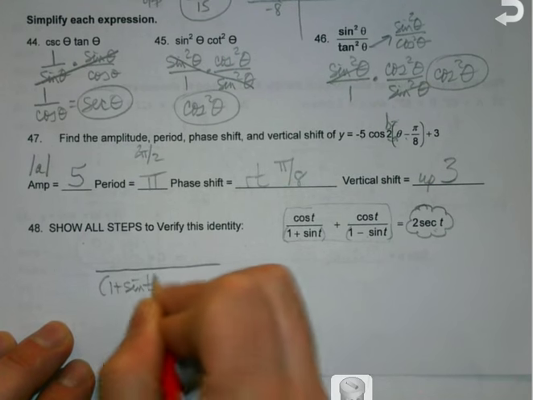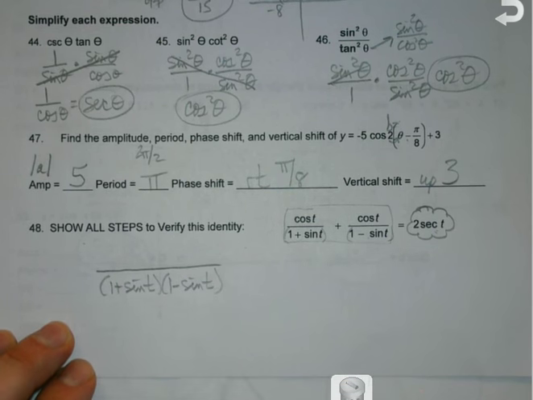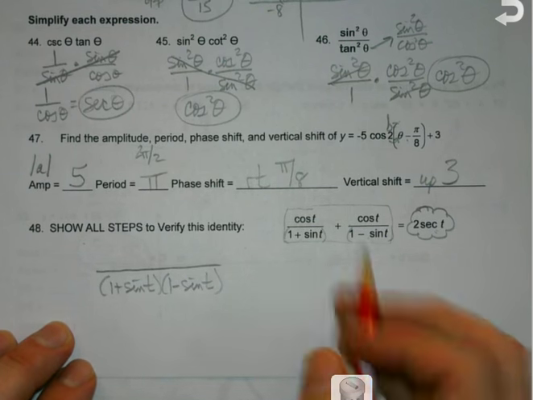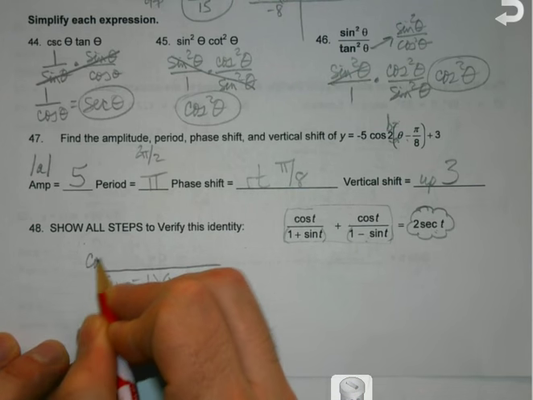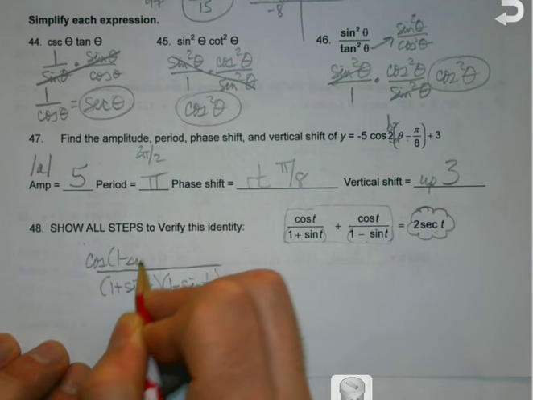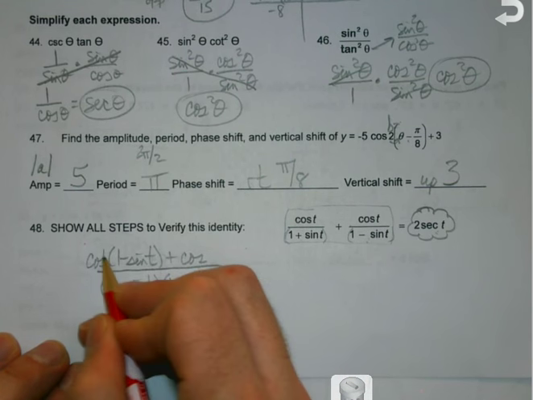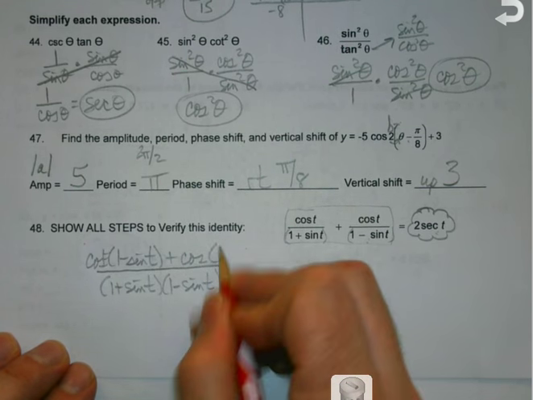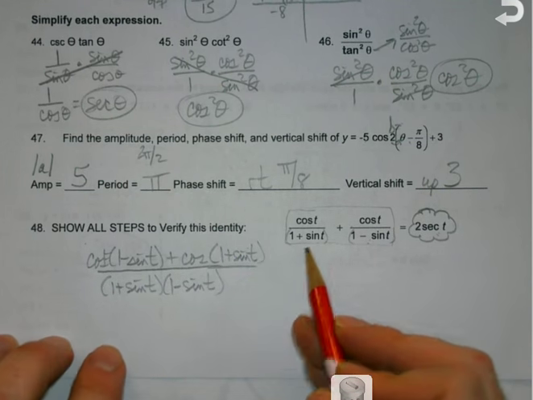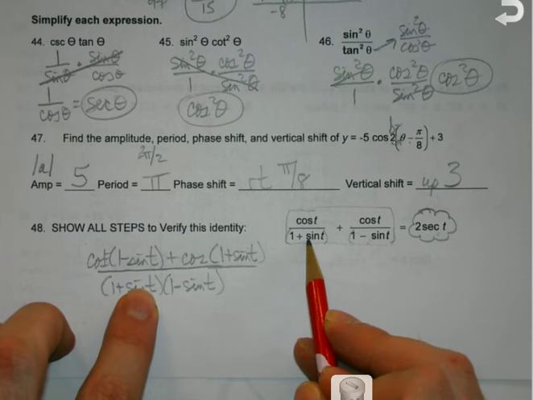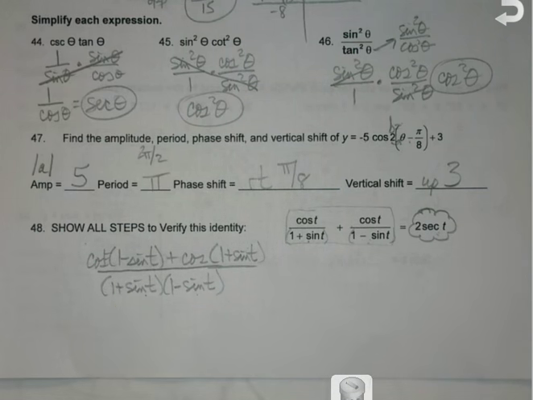So, my common denominator is 1 plus the sine of t, 1 minus the sine of t. And to build my fraction again, I need this one in my first fraction. So I have cosine of 1 minus sine t plus the cosine of 1 plus sine t. Again, I'm just building my fraction. Whatever it takes to get from here to here, whatever I have already, great. Whatever I don't have already becomes another part up here.